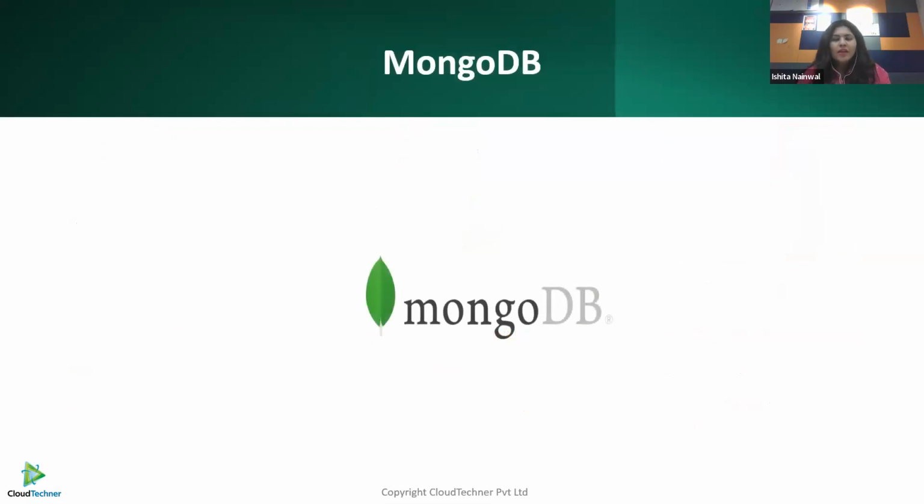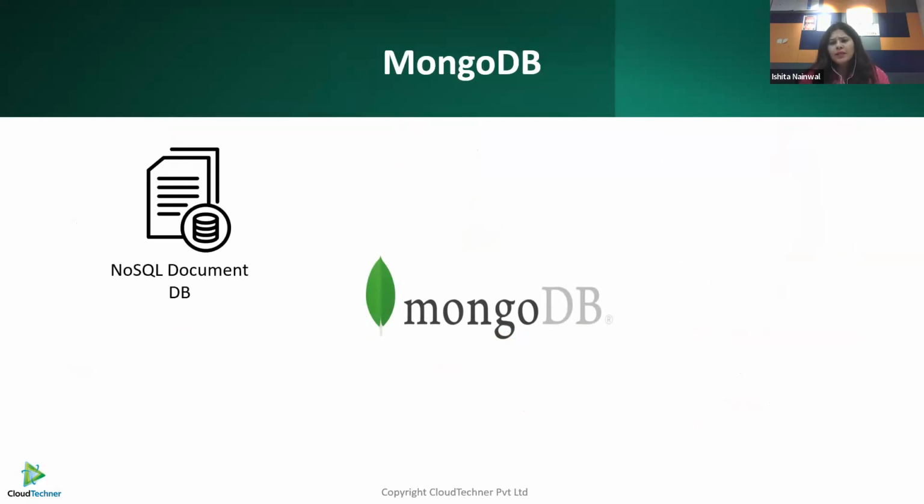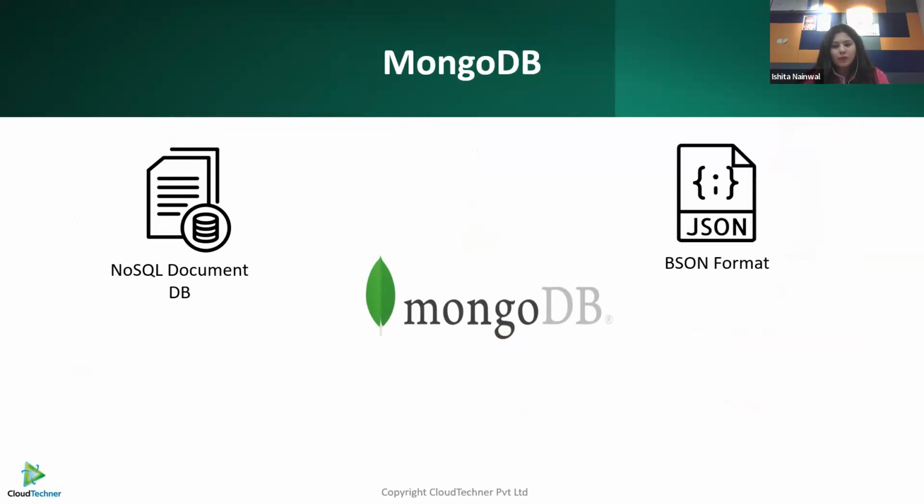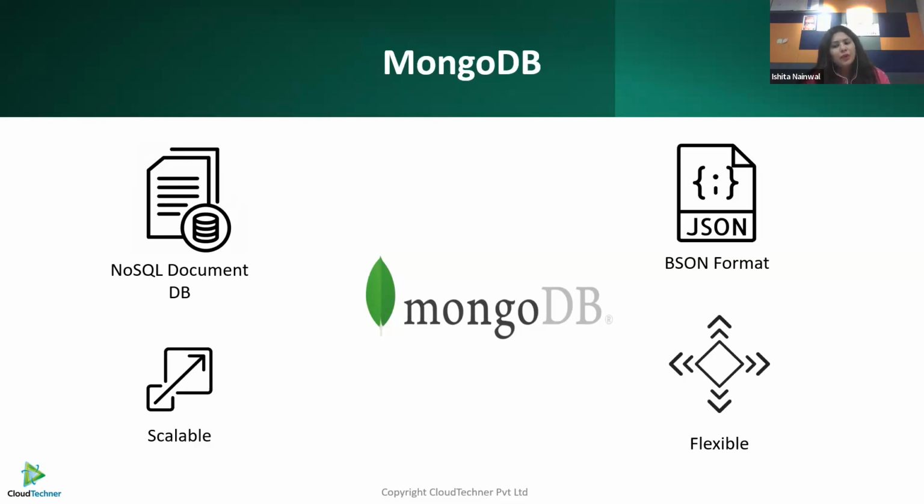So let us begin. First, let me introduce you all to MongoDB. Now, MongoDB is a popular open source non-relational database management system that falls under the category of document-oriented databases. Now, in document-oriented databases, data is stored in a format which is very similar to JSON, and we call it BSON format. Now, BSON stands for binary encoded format. BSON is very scalable and highly flexible and can vary in structure from one document to another.